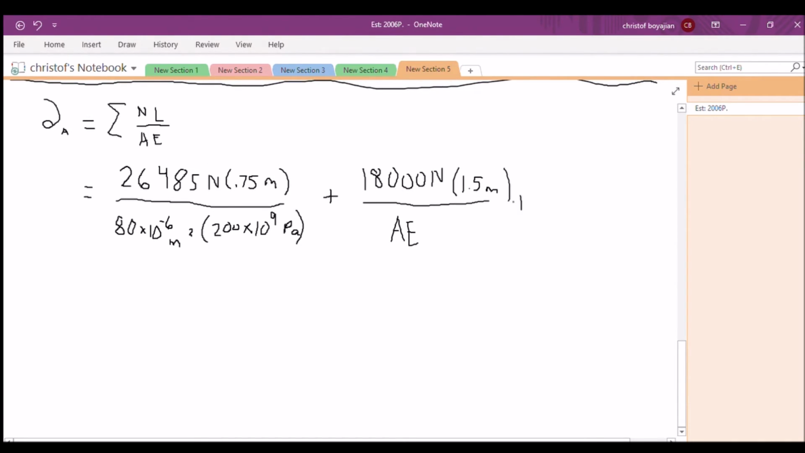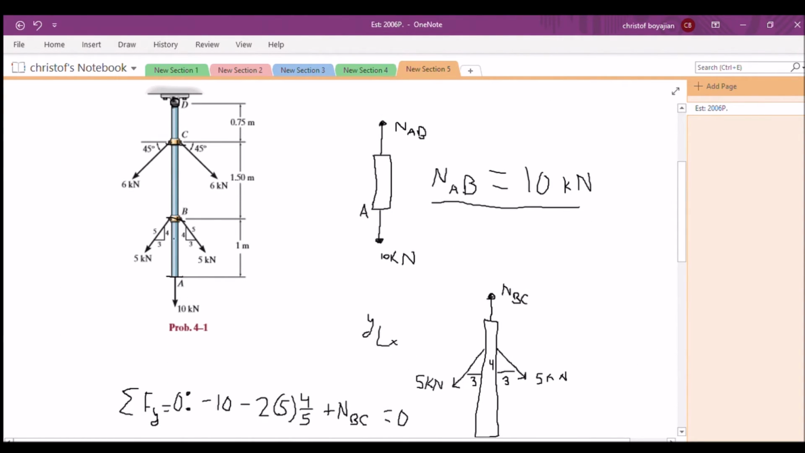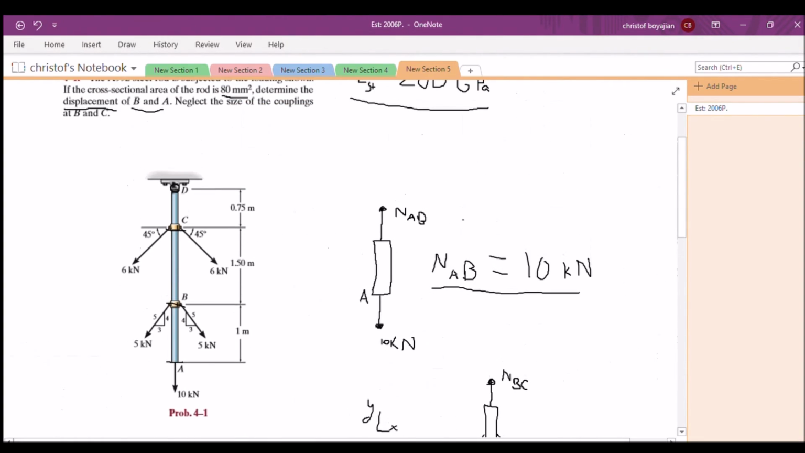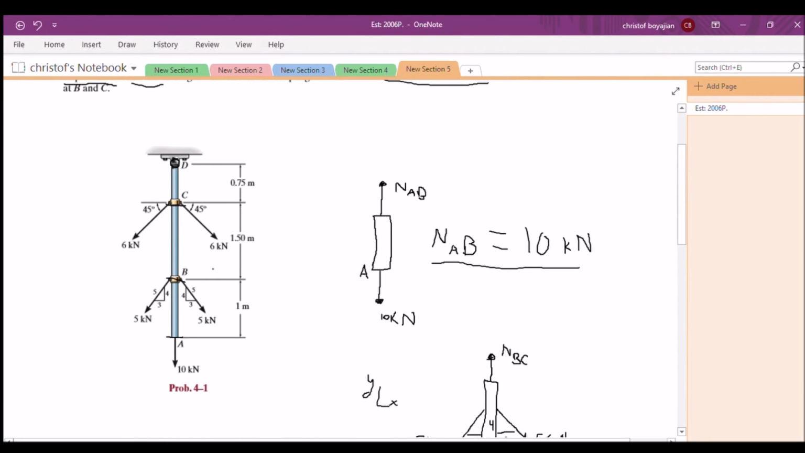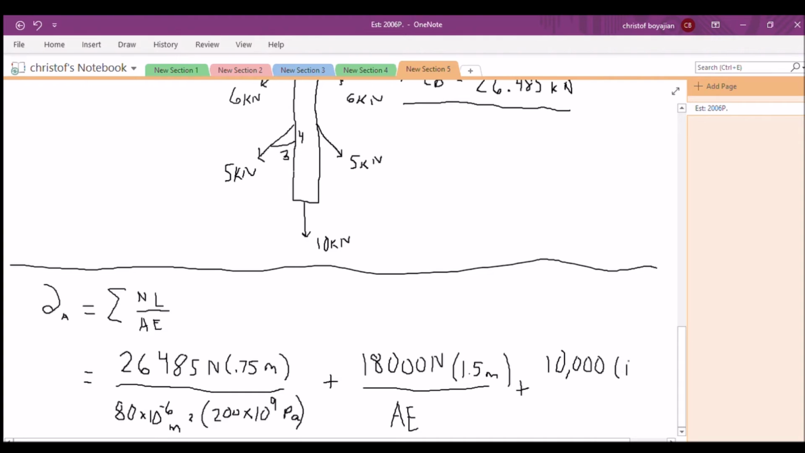And so we should see this when we do the third displacement from B to A. Let's get that force. So where did we say that? Oh, right here. This was the first one we did. So N_AB is 10 kilonewtons. The equivalent in newtons is 10,000, 10 to the third, times the length of that. So from here to here is 1 meter, so I can go ahead and just write 1 there. And all that's divided by AE.